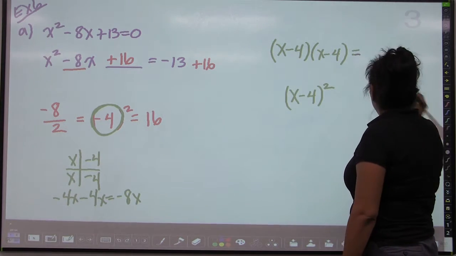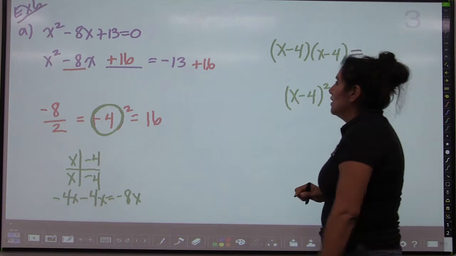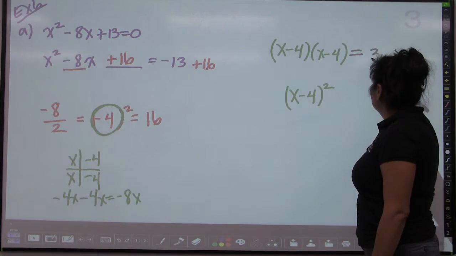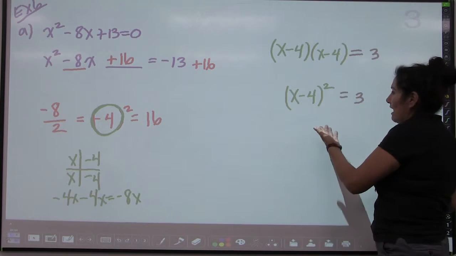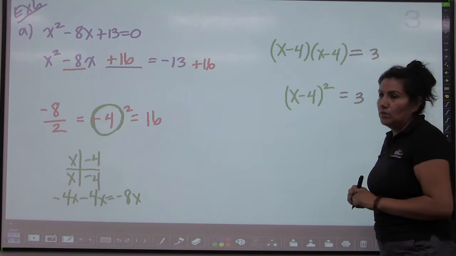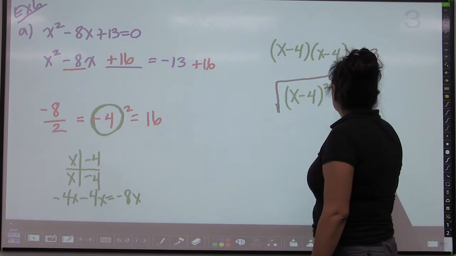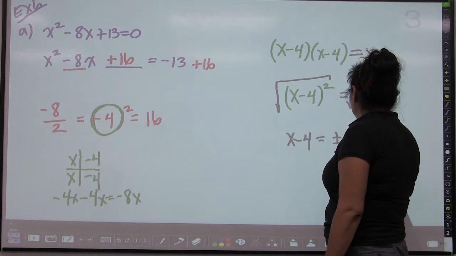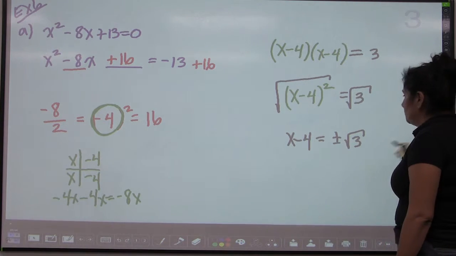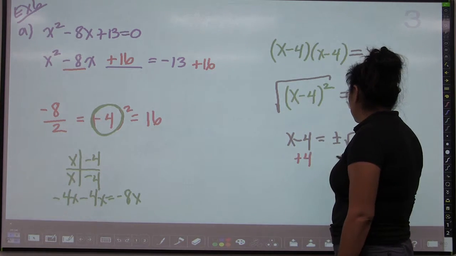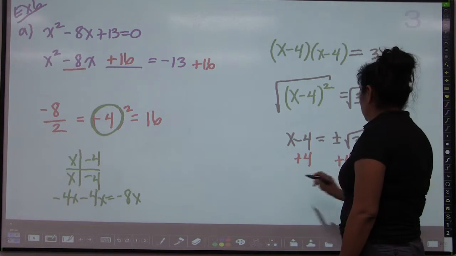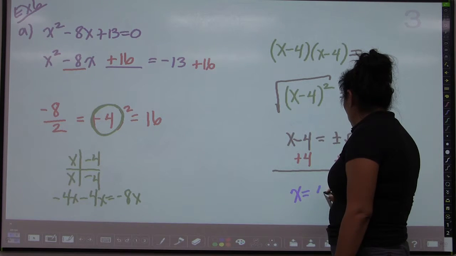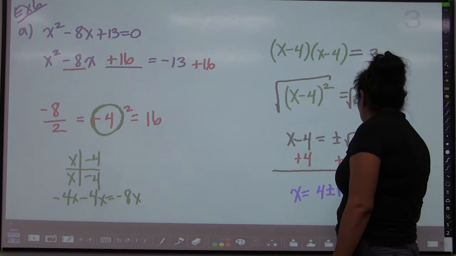We're going to go 16 minus 13. 3, so that's still 3. So now you can see how this is very similar to the previous example. We're going to square root. You're going to get x minus 4 equals plus or minus root 3. And then you're going to want to subtract, or not subtract, add 4 to both sides. And your final answer will be x equals 4 plus or minus root 3.